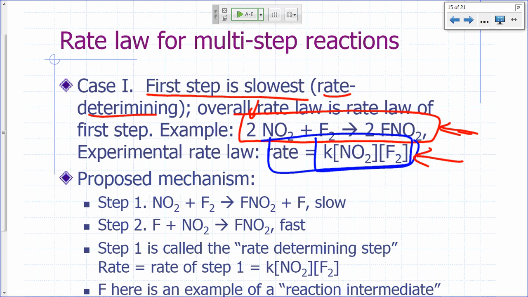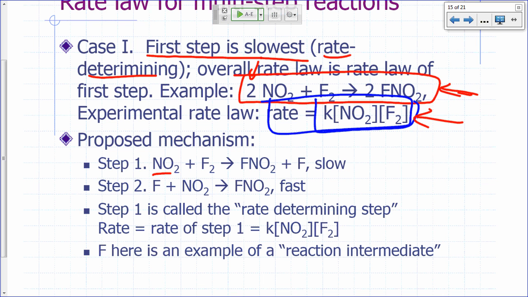So here you're proposing that one molecule of NO2 collides with a molecule of F2, and what happens? This F2 apparently split up. One of the fluorines attaches itself to the NO2, and that leaves the other fluorine atom. So you have a collision between these two molecules, and we're proposing that that's a slow step. And then we propose in step 2 that this fluorine, produced in step 1, finds another NO2 molecule really fast and gives you the other product, another FNO2 molecule, and that's fast.